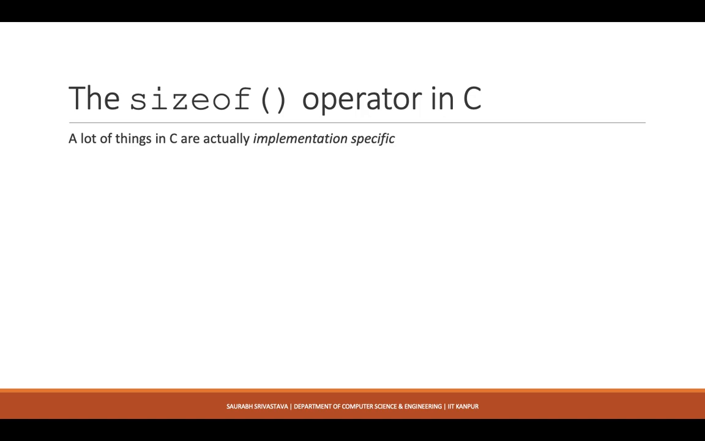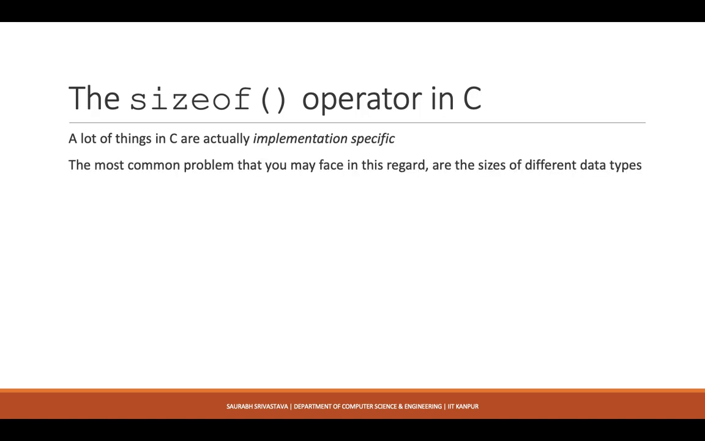There's one more operator in C which we have not really discussed in the class, and we are going to use this operator quite often once we study pointers. So I thought I'll just introduce it to you. One of the problems we see is that a lot of things are implementation specific. What it means is that it will differ from one machine to another machine, one compiler to another compiler, and the most common problem in this regard is the sizes of the different data types.